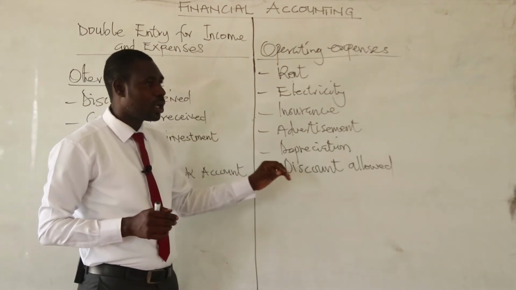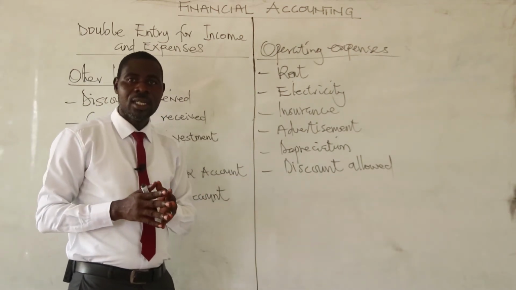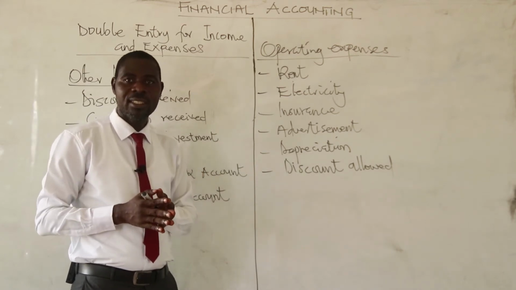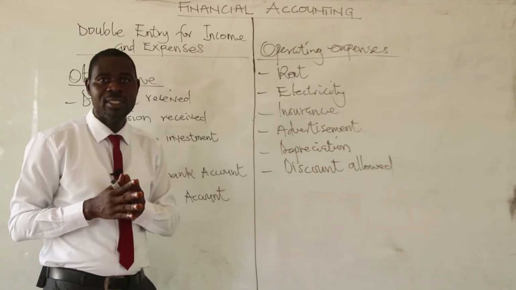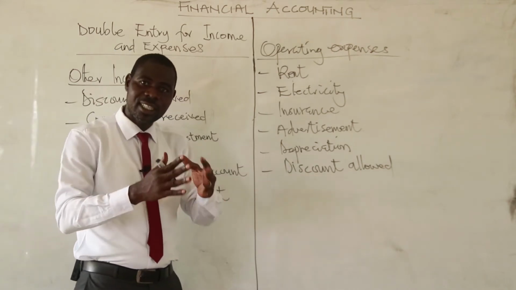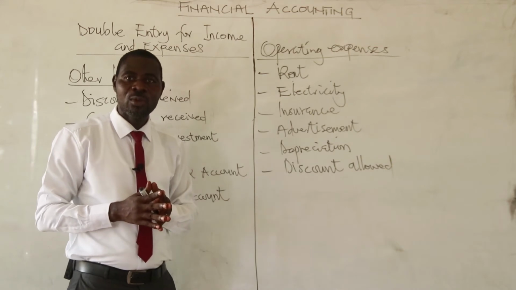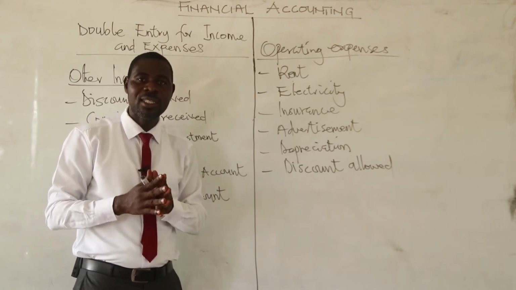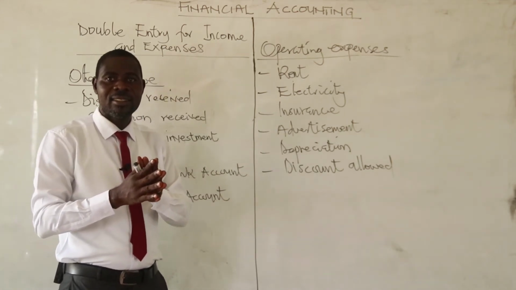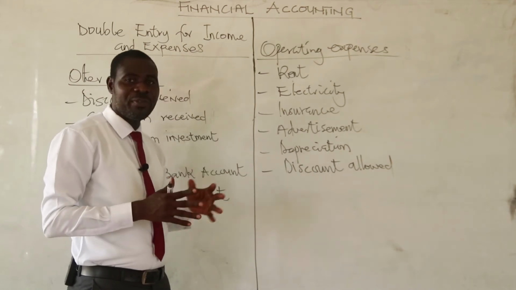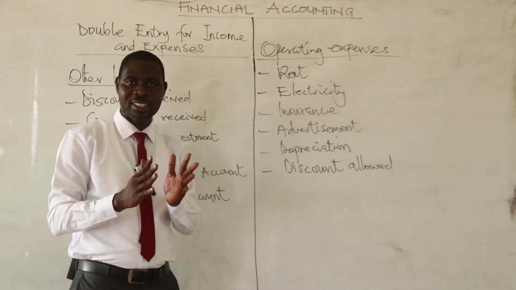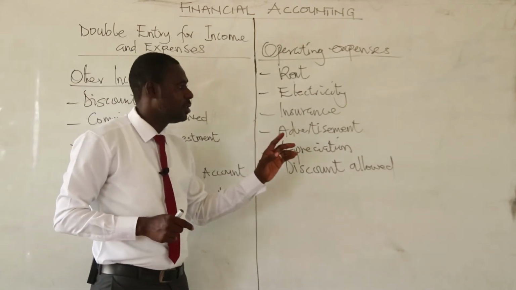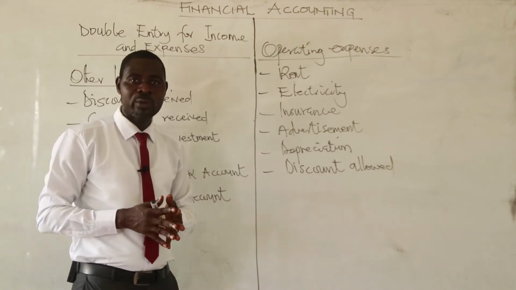Then we may talk about discount allowed. As we deal with our customers, we sometimes sell to them on credit basis. So when we sell to them on credit basis, discount allowed is given. It's an allowance given to those debtors who pay their debt on time. So if our customer is able to pay their debt on time, they may benefit from this kind of discount, a reduction in the amount they are supposed to pay to us. So these are some few expenses we can talk about.